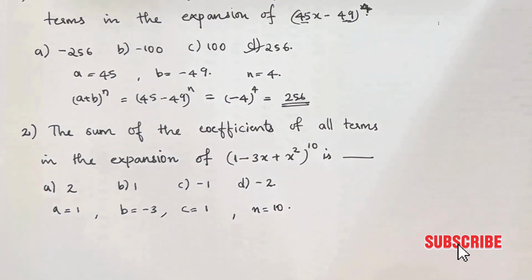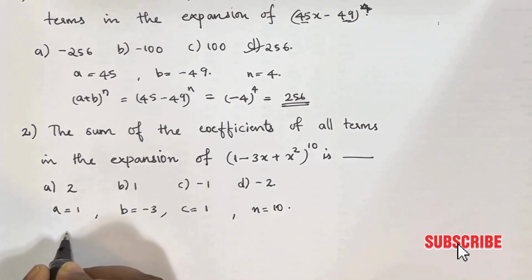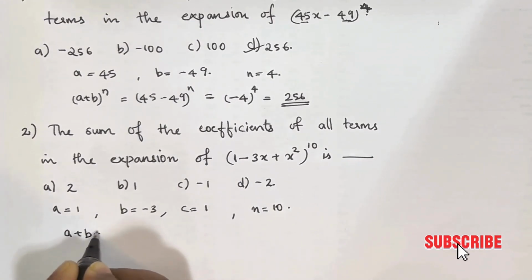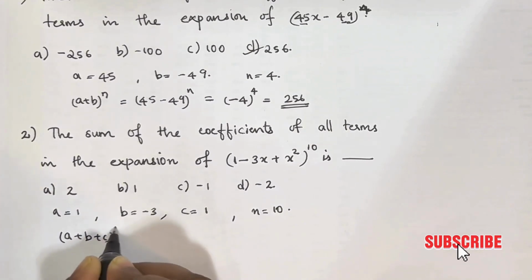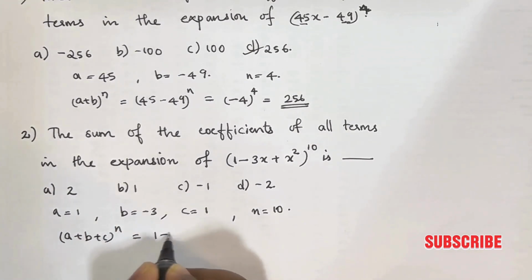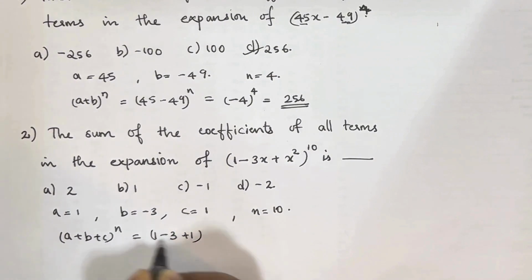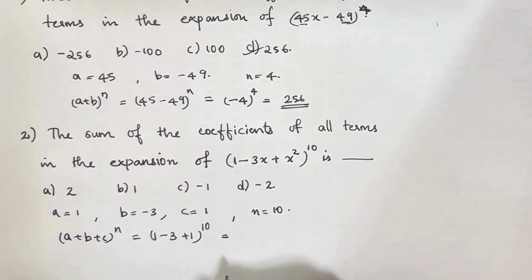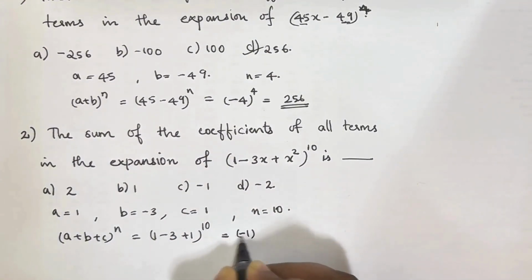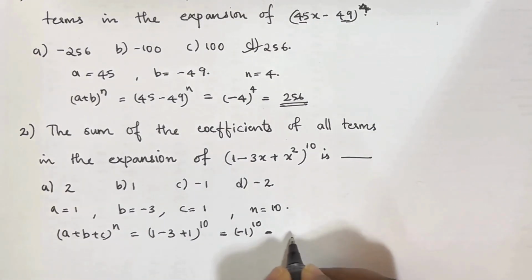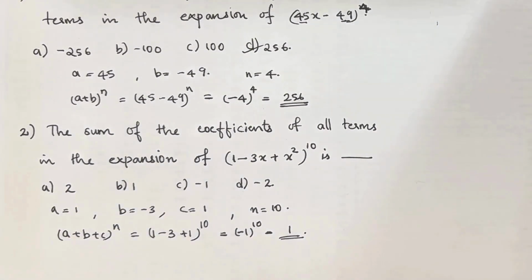Now calculate (a + b + c)^n. That is, (a + b + c)^n is equal to (1 - 3 + 1)^10. That is equal to (-1)^10. That is equal to 1. That is, option number B is the correct answer.